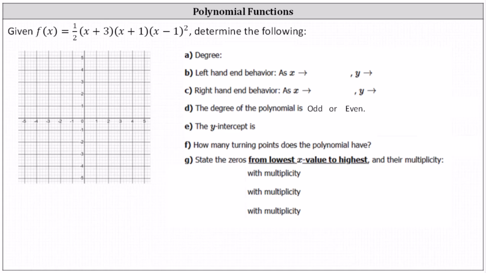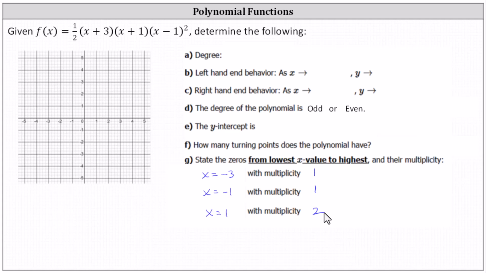Notice x plus 3 is equal to 0 when x equals negative 3. X equals negative 3 is a 0, and because we have one factor of x plus 3, the multiplicity is 1. X plus 1 equals 0 when x equals negative 1. X equals negative 1 is a 0, and again the multiplicity is 1 because we have one factor of x plus 1. X minus 1 equals 0 when x equals 1. X equals 1 is a 0, but because we have two factors of x minus 1, the multiplicity is 2.